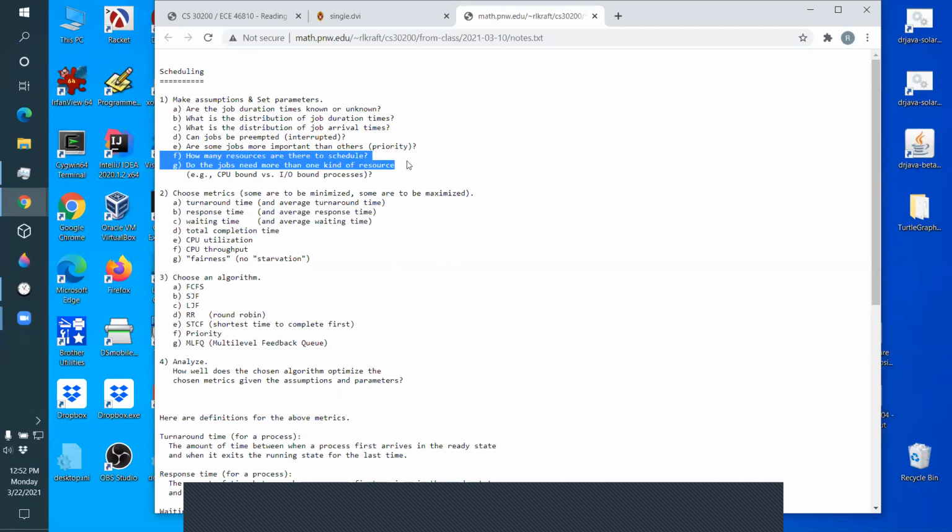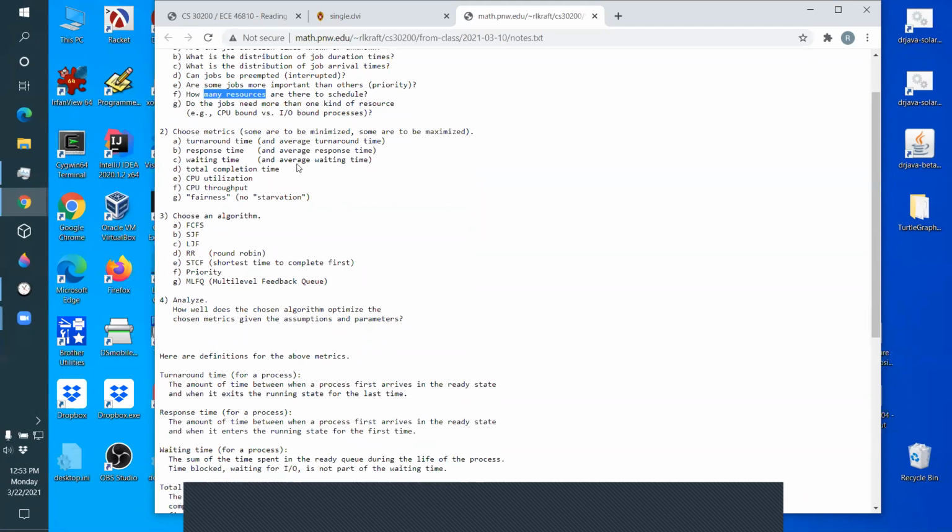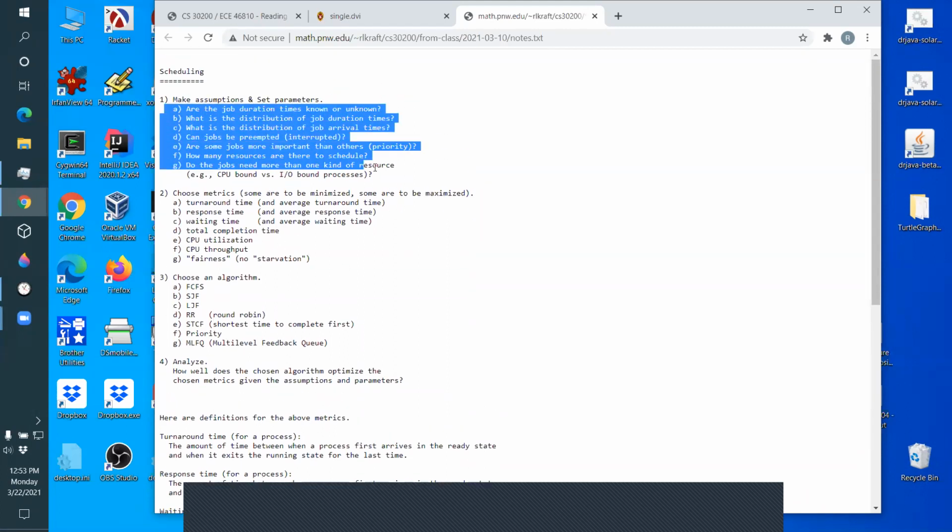How many kinds of resources there are, like CPUs and printers and disk drives, and then how many of each resource do you have? Do you have more than one printer? Do you have more than one CPU? Do you have more than one disk drive? Okay, so scheduling needs to know how many kinds of resources there are, and how many of each resource there is. Okay. So those are lots of assumptions that we can make. And we'll be playing around with lots of different versions of these assumptions.